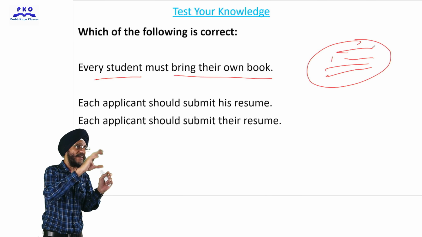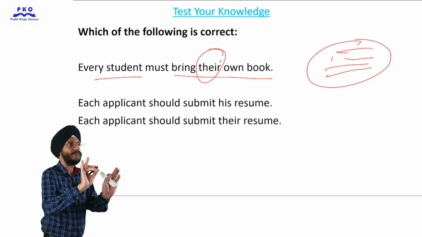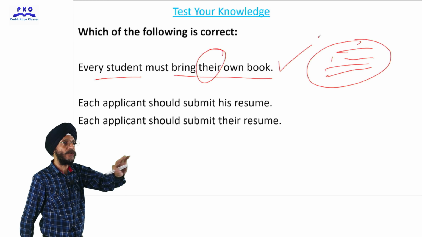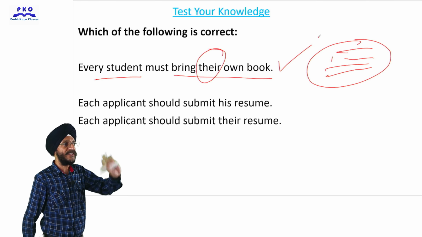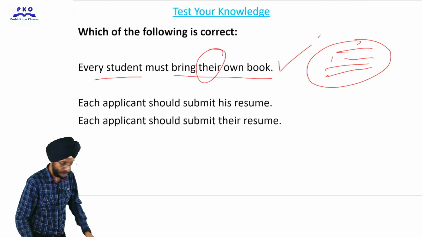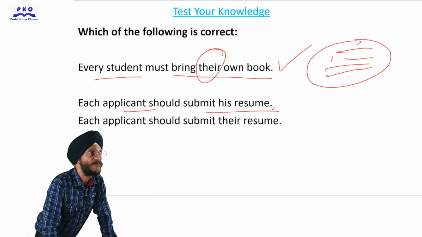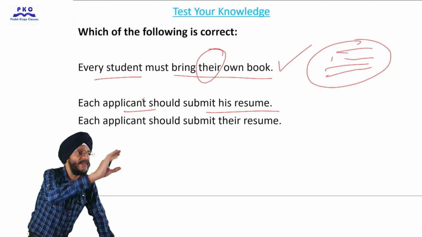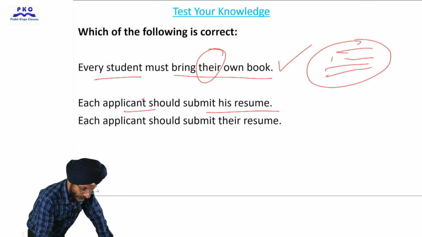So to adopt a gender neutral approach, we can comfortably use the word their. So the sentence is okay. It is quite okay to use the word their when the gender of the person is not clear or not known to us. Each applicant should submit his resume. It is wrong because we do not know whether the applicant is a boy or a girl. Gender is not known. So it is wrong.